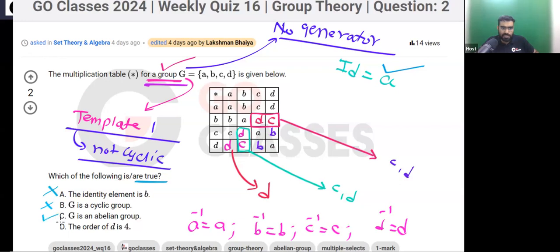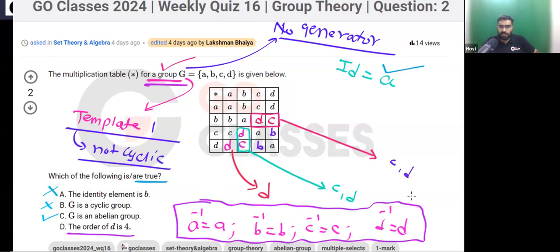What about abelian? Yes, it is an abelian group. And what is the order of any element in this group? The order of the identity element is 1. Other than that, every element is its own inverse, so every other element has order 2. So this option is also not correct.